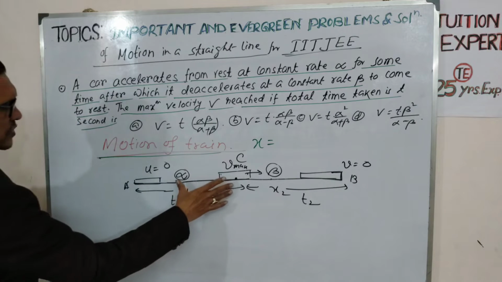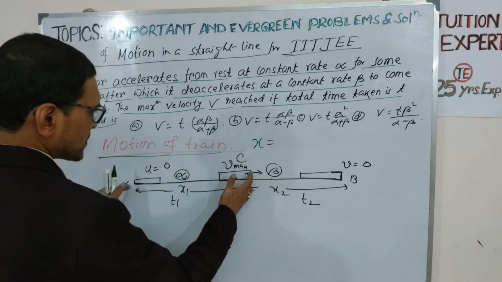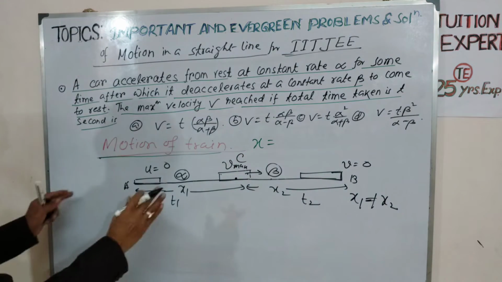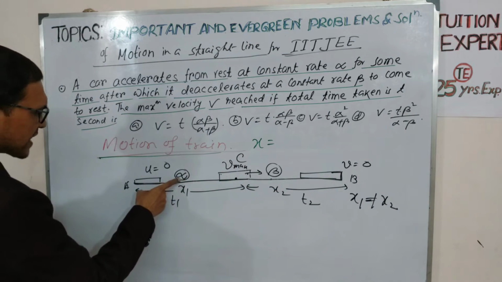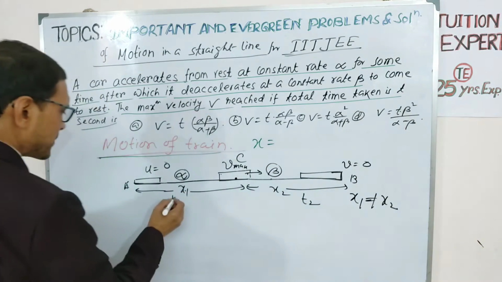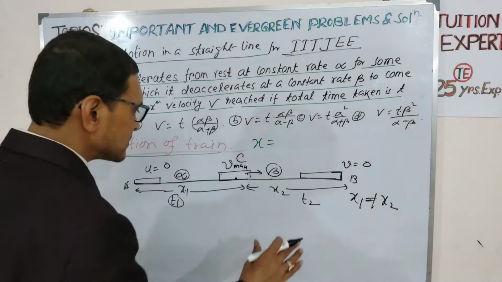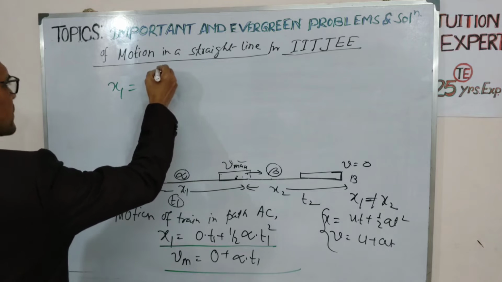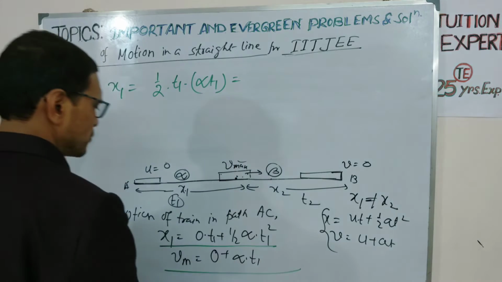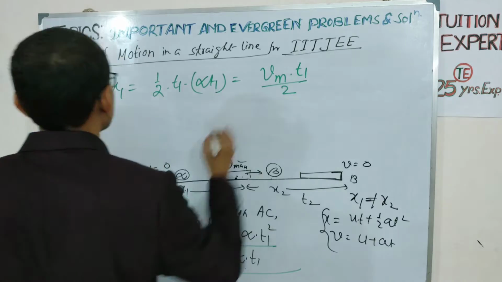The distances will not be the same: x1 is not equal to x2. In the first part the train moves with acceleration alpha, and in the second part with retardation beta. Distance travelled is x1 and x2, time taken t1 and t2. So how will the problem be solved? x1 equal to half t1 into alpha t1, putting alpha t1 equal to vm. So x1 equals this.